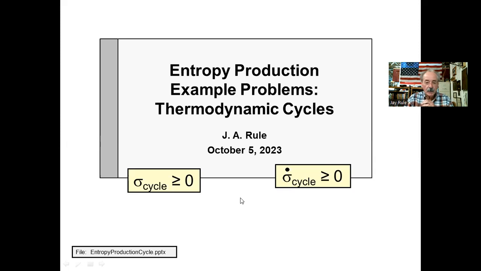There's two things we're going to talk about. A system operating in a cycle when it goes through one single cycle. And then we're going to also talk about systems that are operating steadily, in a steady state, steady flow manner in a cycle. And that has to do with equipment that we observe in our day in and day out lives.